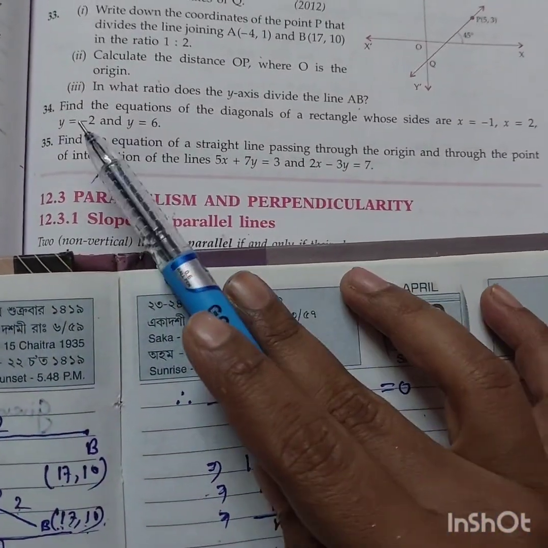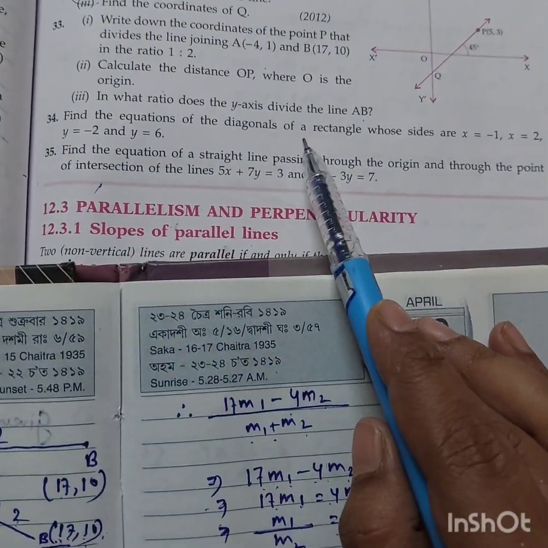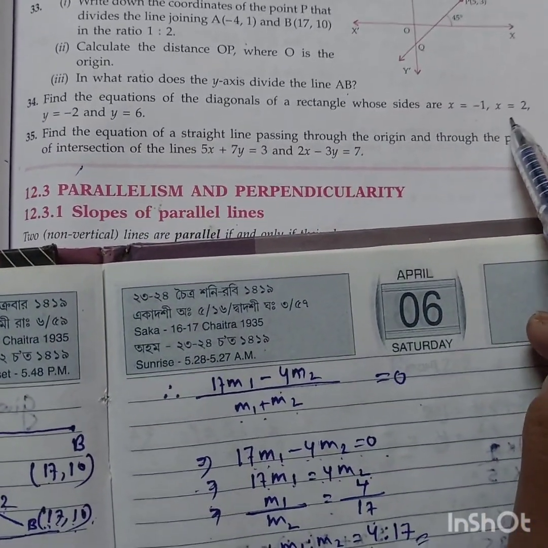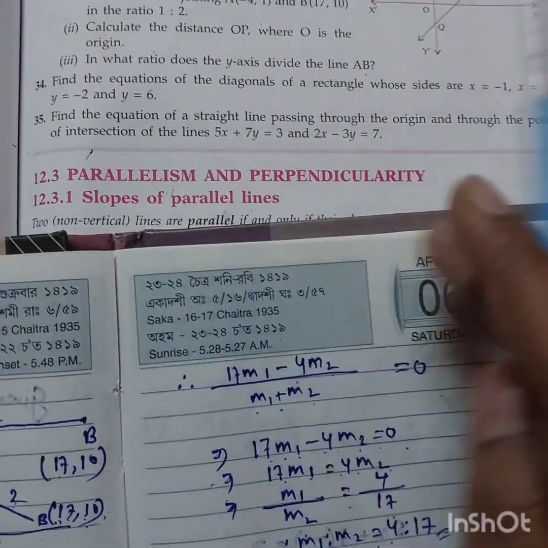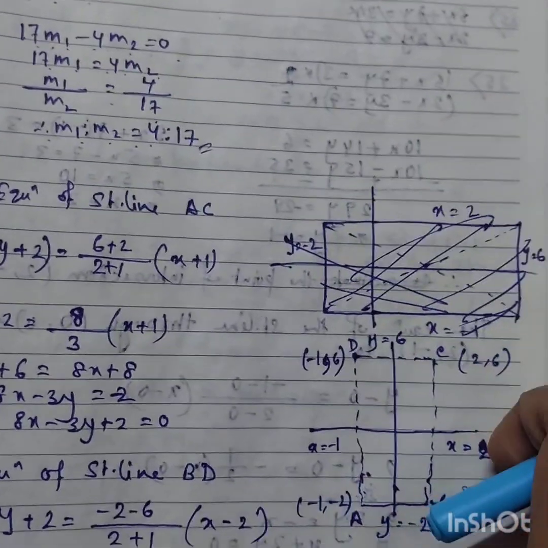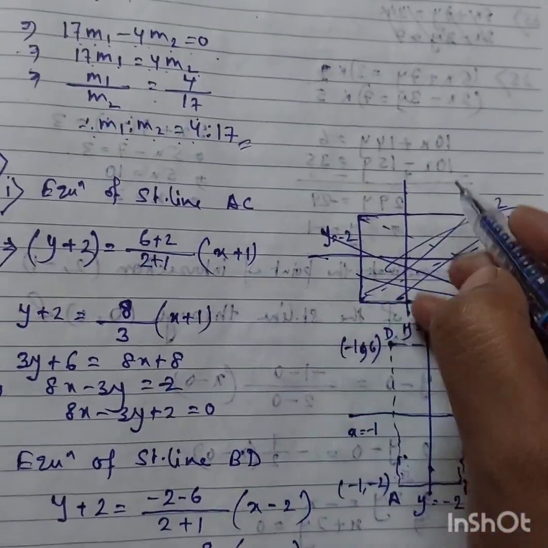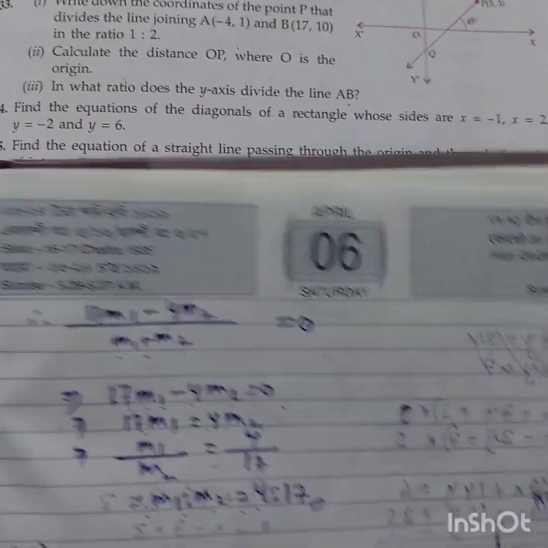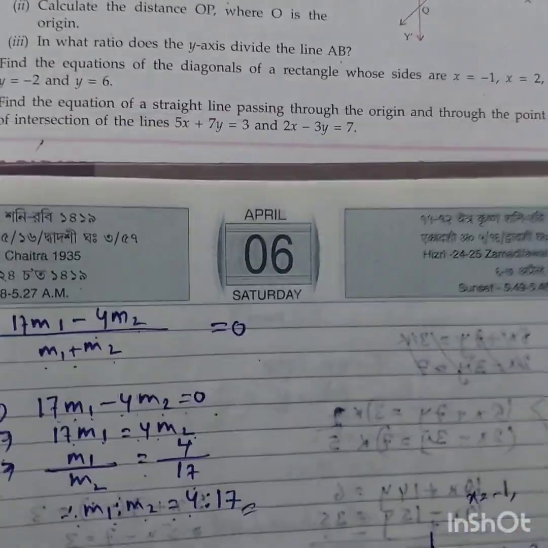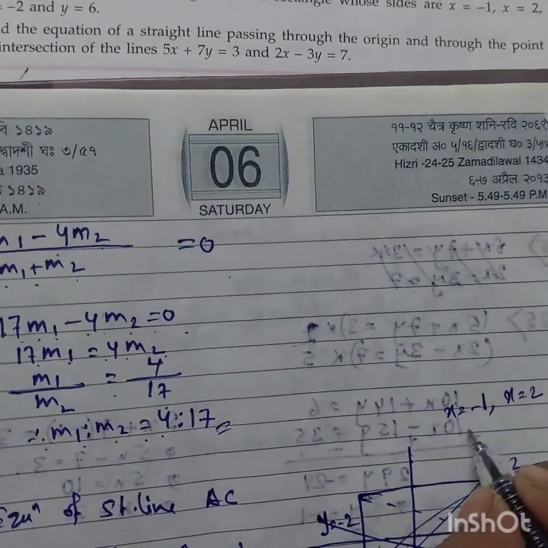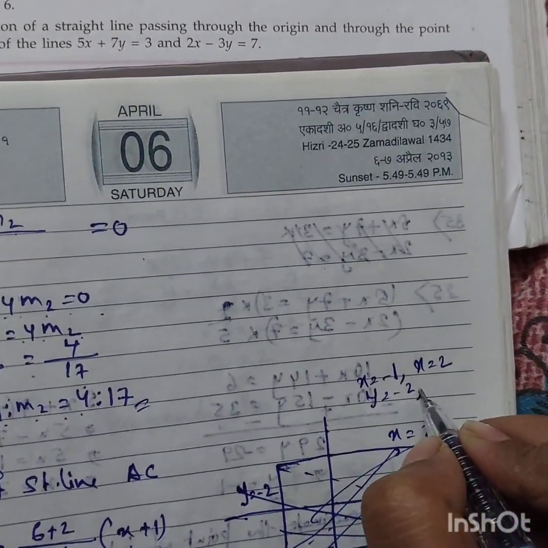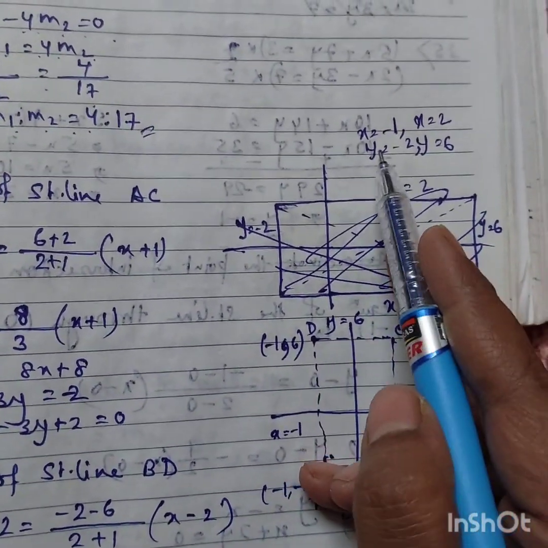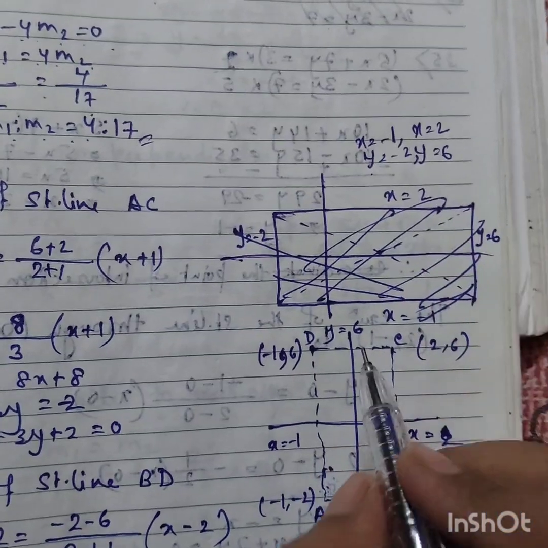Now the next sum is 34. Find the equation of the diagonals of a rectangle whose sides are x equal to minus 1, x equal to 2, y equal to minus 2, y equal to 6. So first draw the rectangle, that is x equal to minus 1, x equal to 2, y equal to minus 2 and y equal to 6.